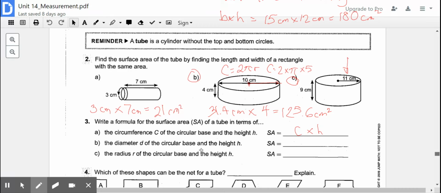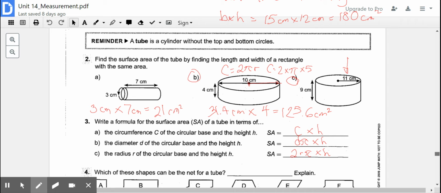The diameter of a circular base and the height h. Well, the diameter is 2 times the radius, right? So that is the diameter times pi times the height. And finally, the radius is going to be 2 times the radius times pi times the height.